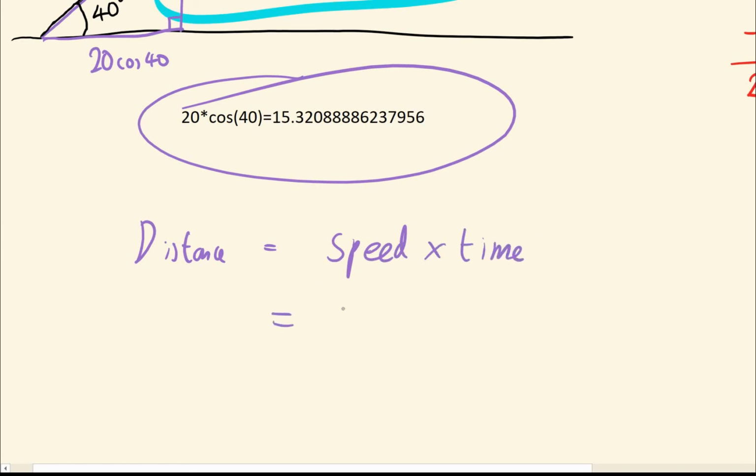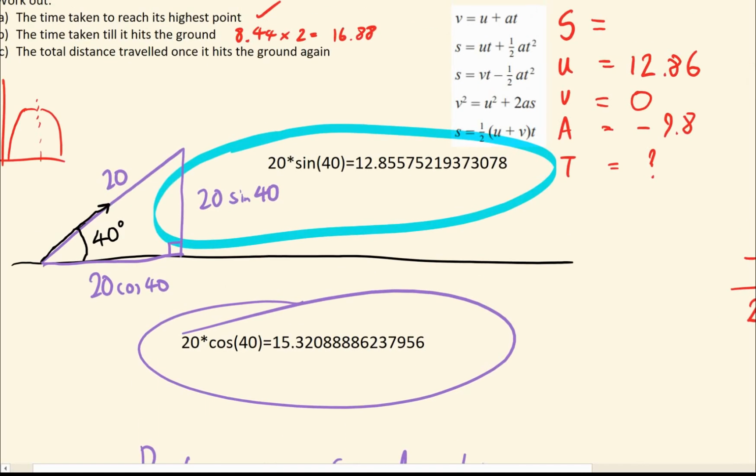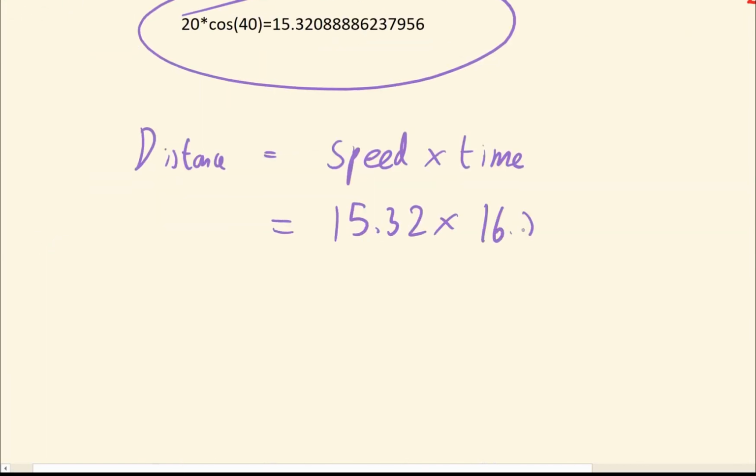Speed we're given, that is 15.32, and the time we're also given is 16.88. Times those together, and that will give us our total horizontal distance travelled. And because it's on the ground again, that's also our total distance travelled, because the total vertical distance travelled was 0 in this case. So we've got just over 250 metres travelled.